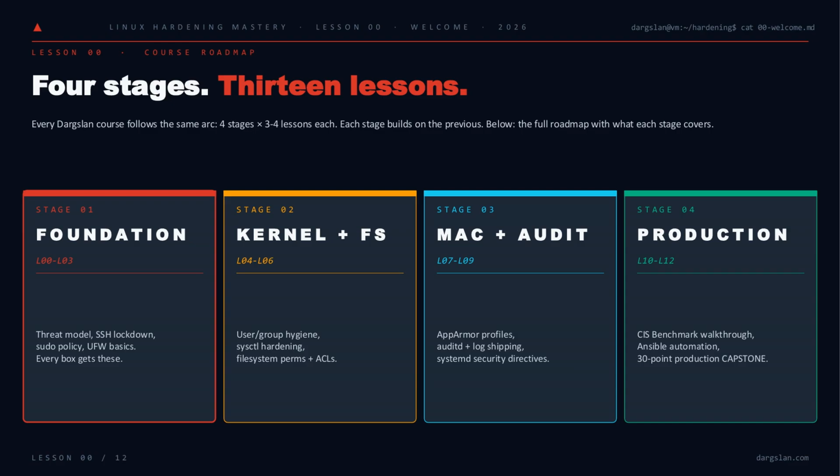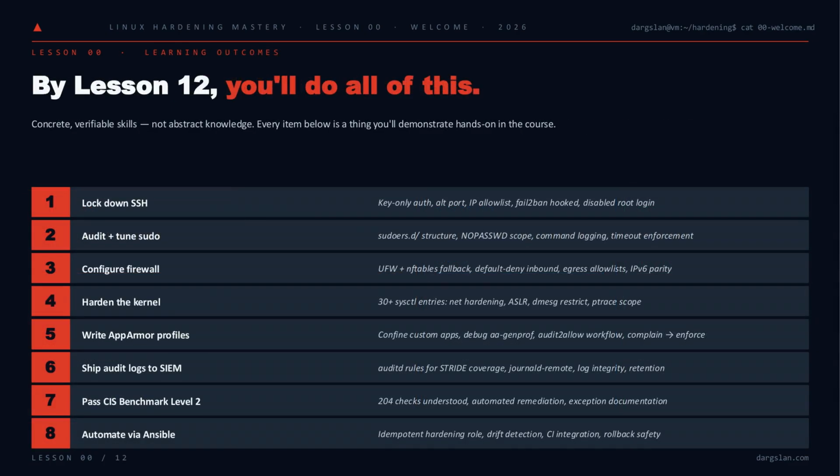And here's the payoff: the concrete checklist you'll be able to execute by the end. Not theory, SSH locked to keys on a non-default port with fail2ban catching the noise, sudo audited and timed out, a default deny firewall with IPv6 parity, 30-plus sysctls tuned, AppArmor profiles you wrote yourself, audit shipping to a SIEM, CIS Level 2 passing, and the whole thing wrapped in an idempotent Ansible role with drift detection. If you can demonstrate these 8, you can harden anything.